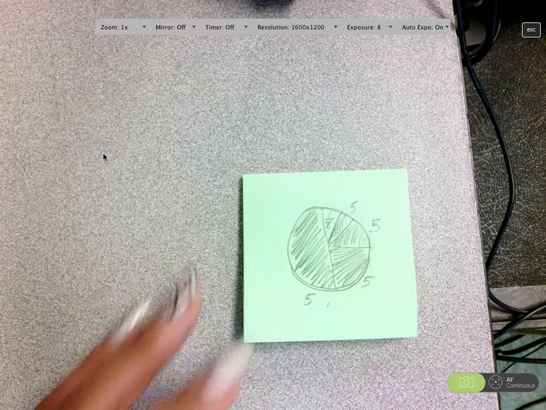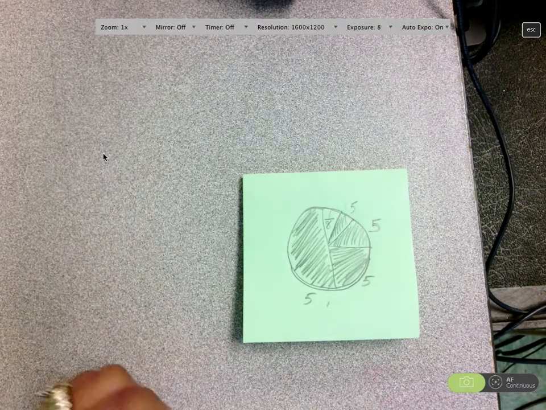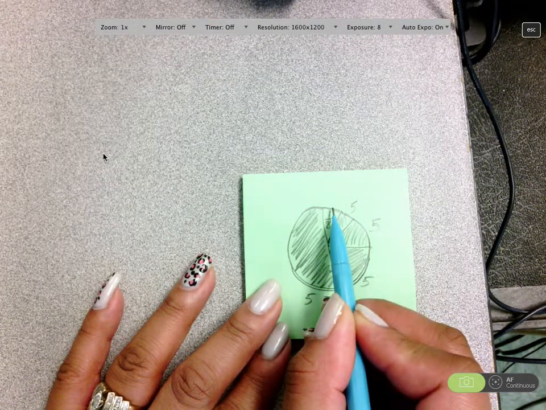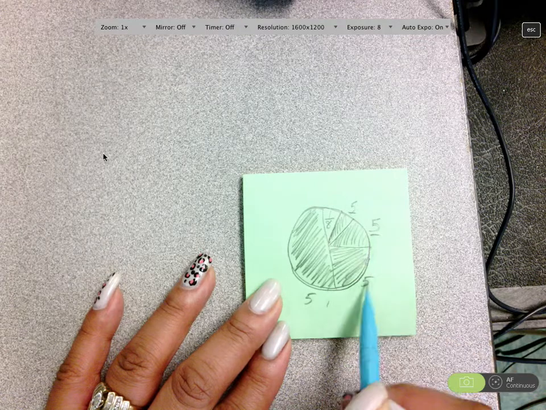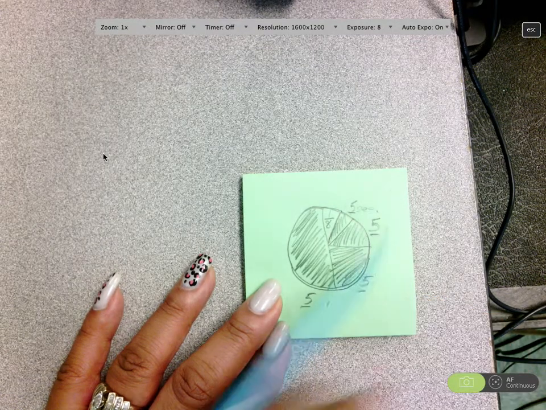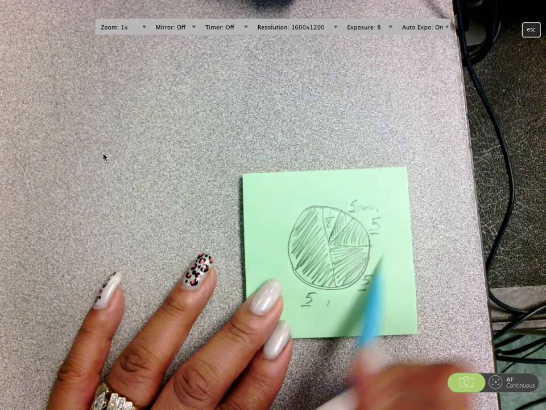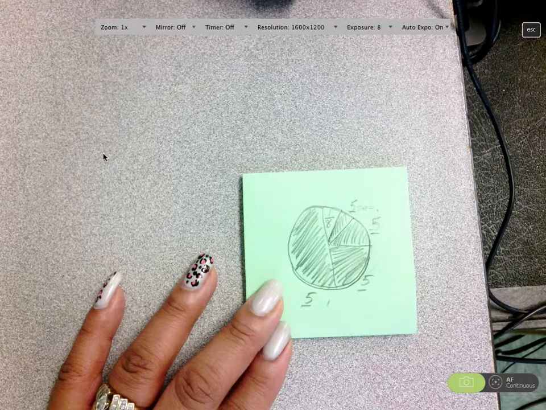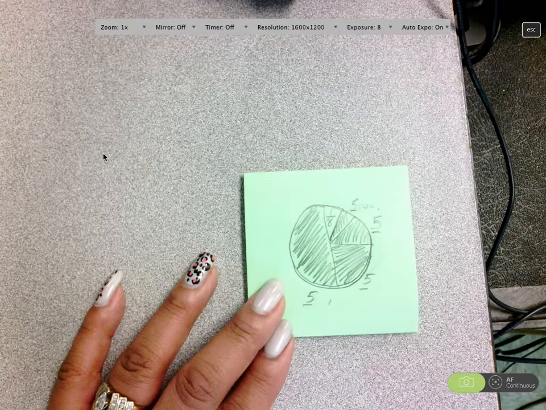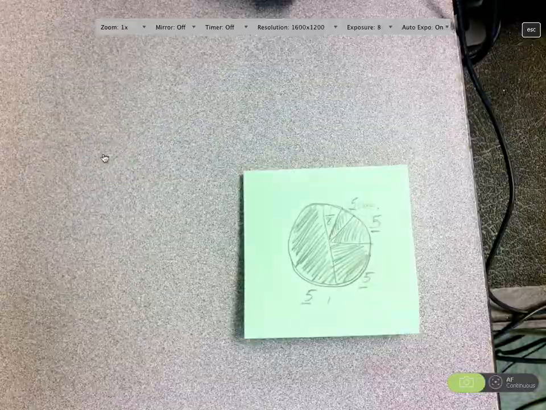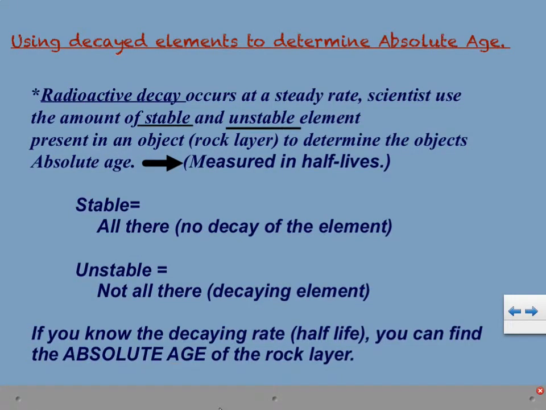So let's say you are a paleontologist and you dig up a rock layer and you locate a fossil and all you find is 1/8. And you know that the half-life is 5 seconds. What you would have to do is determine how much time has passed to get back to the 100% or the whole. Knowing the half-life, that's why your note said if you know your half-life, you can determine absolute age. That was on the very bottom of your notes. If you know the decaying rate or the half-life, you can find the absolute age.